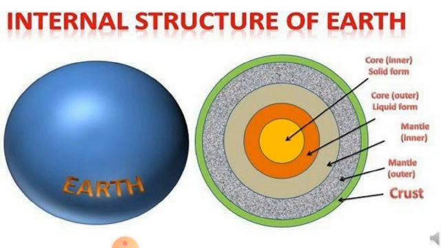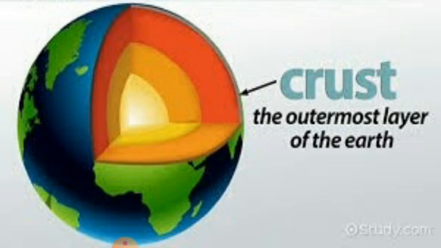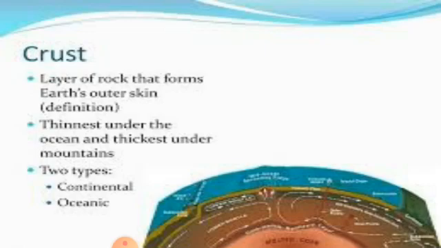Now, let's learn the different layers of our earth in detail. First, the outermost layer of our earth is the crust. The layer of rock that forms Earth's outer skin is the crust. It is thinnest under the ocean and it is thickest under the mountains, that is, under the continents.